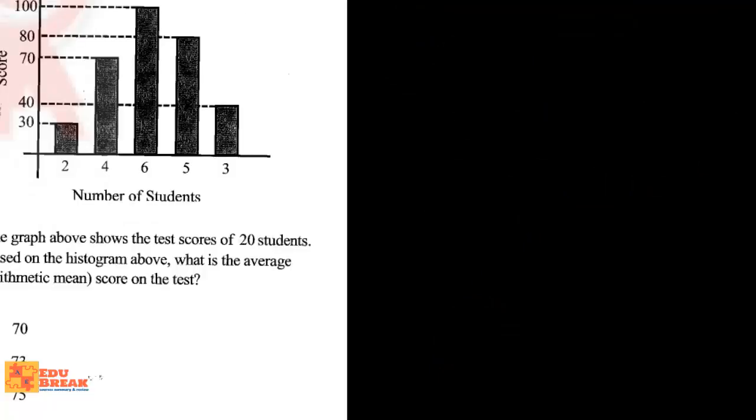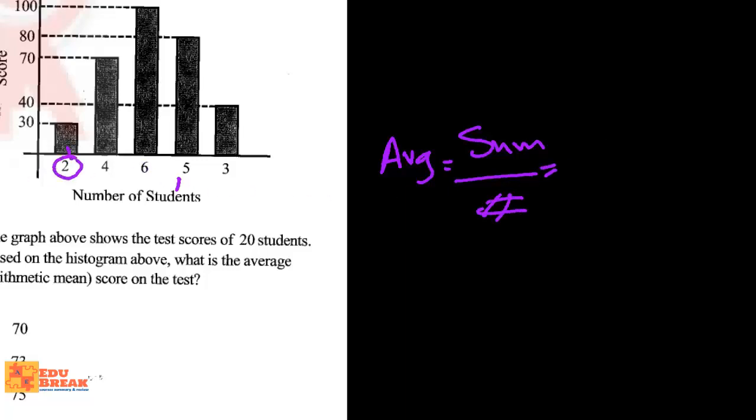We have a histogram. The graph above shows the scores of 20 students. What is the average, the arithmetic mean, score of this test? You know that the average or the arithmetic mean equals their sum over their number. Their sum means 2 times 30, which equals 60, plus 4 times 70, which equals 280.